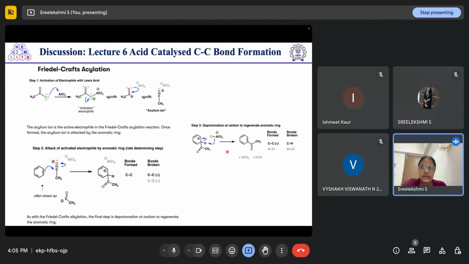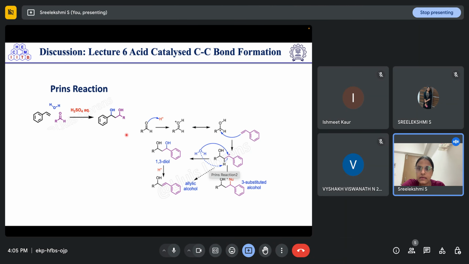Then another reaction which we saw was this Prins reaction. That is basically the reaction between an alkene and an aldehyde, and in presence of water it will form this kind of diol compound in presence of an acid catalyst. So that is basically the Prins reaction.